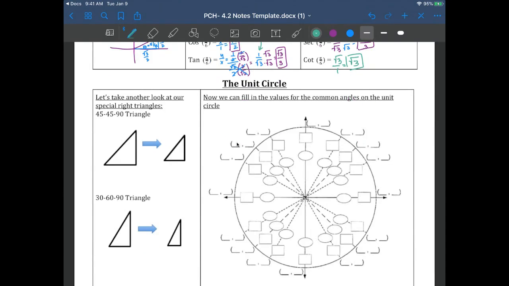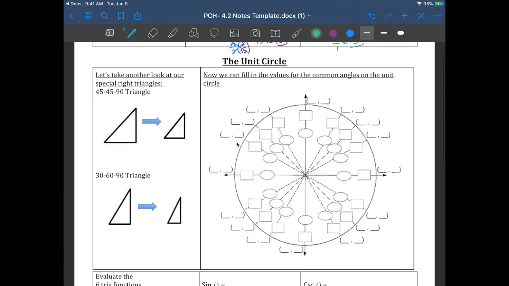We're going to look at the unit circle. You should have already filled one of these in during class.